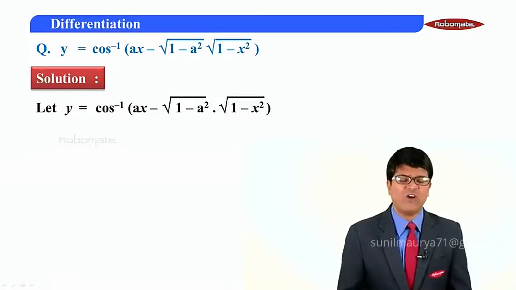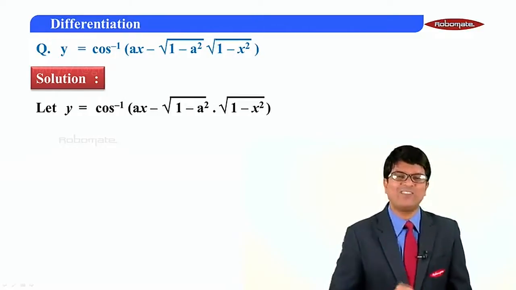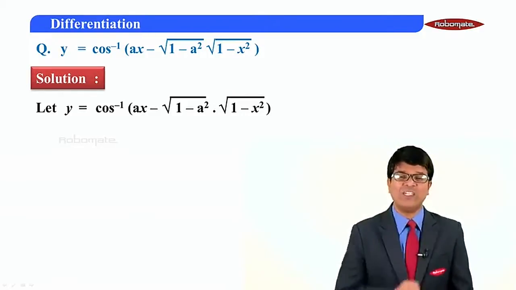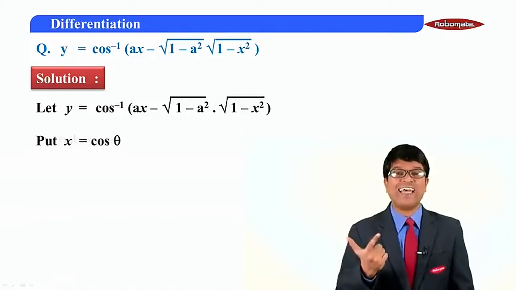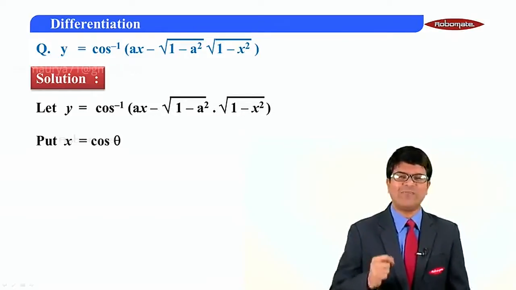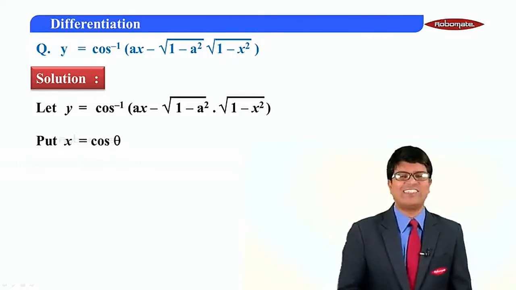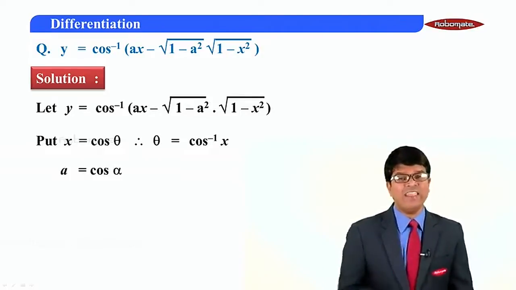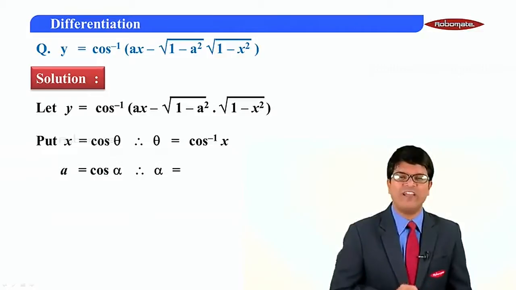The inverse is cos, so I need the formula cos a cos b minus sin a sin b. So I'll substitute a as cos alpha, x as cos theta. So let us substitute x as cos theta. If x is cos theta, theta is cos inverse x. If a is cos alpha, alpha will be cos inverse of a.